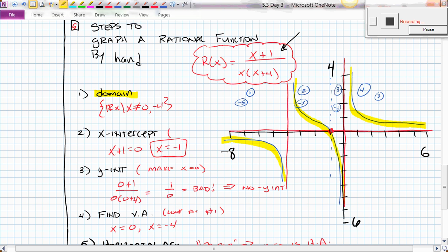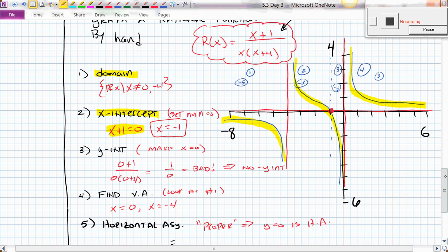Next, we find the x-intercept. And the way you find the x-intercept is you set the numerator equal to 0 and you solve. So I set the numerator, which is x plus 1, equal to 0, and I solve, and I get a value of x equal to negative 1. That is my x-intercept.